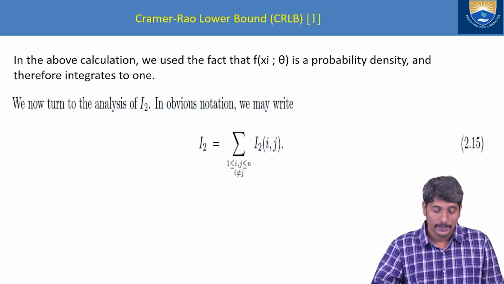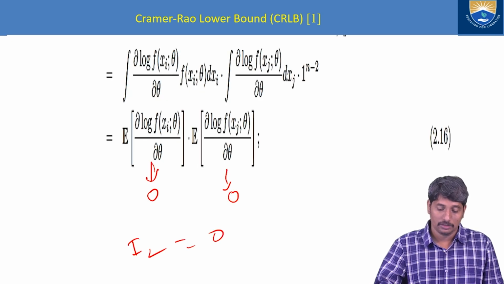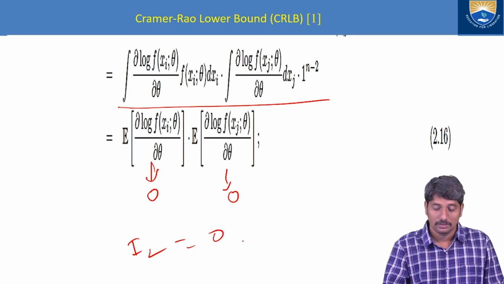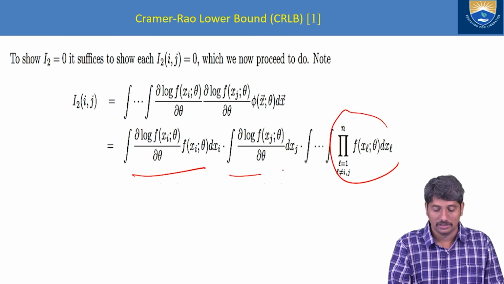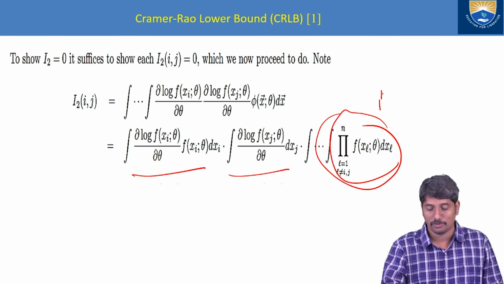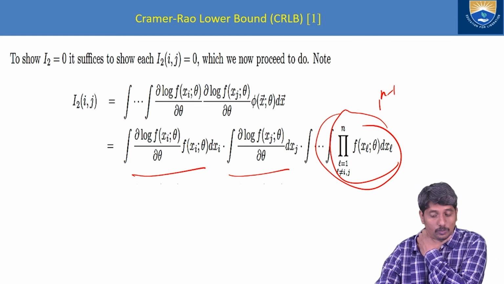information. Now our I2, we have to prove I2 is 0. For that we got I2 as this, because as I told you, this is ith, this is jth, and the remaining are all clubbed, this becomes 1 power n minus 2, by using the fact that the sum of all probabilities equals 1.